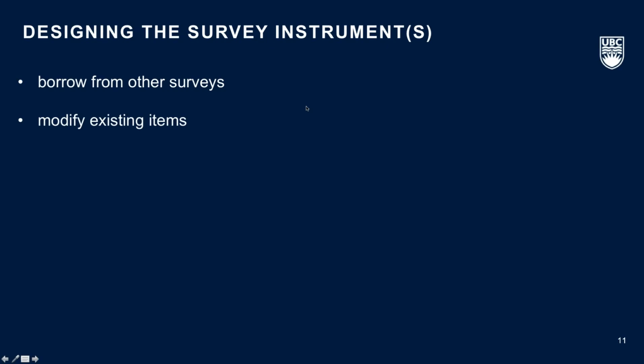So if you borrow, you can modify existing items to suit your own circumstance. But you have to be aware of copyright. So make sure borrowing isn't plagiarized. So that's just something that's an alert for you. You can write your questions from scratch, but then you need to be a good survey researcher and understand the problems related with writing questions.